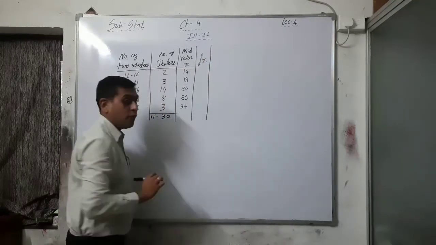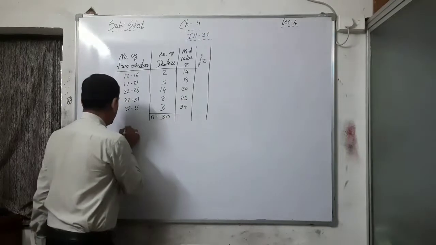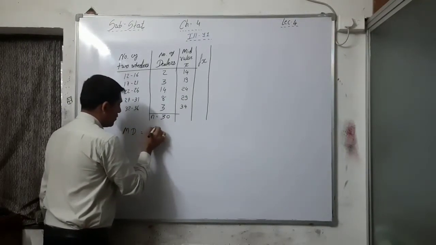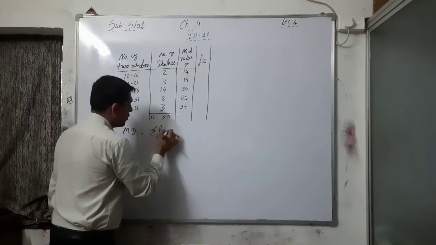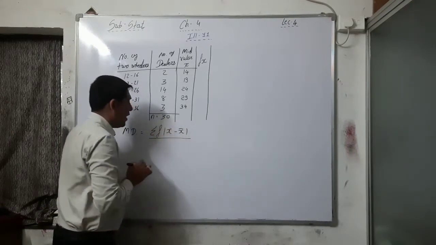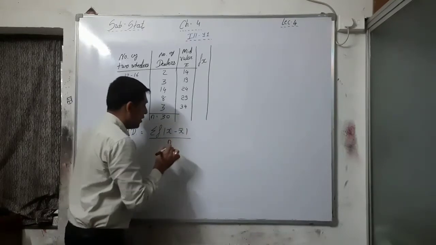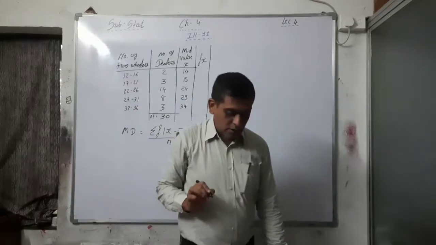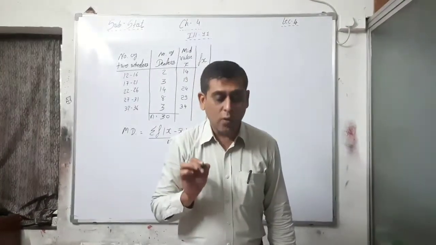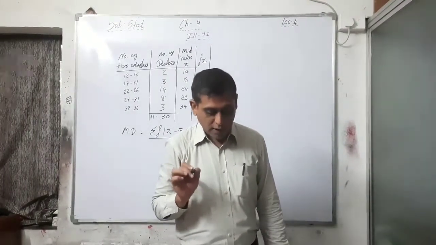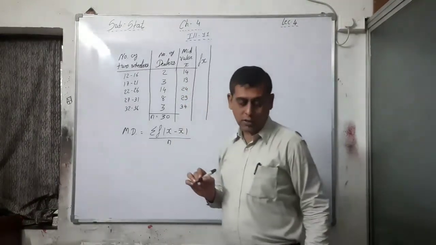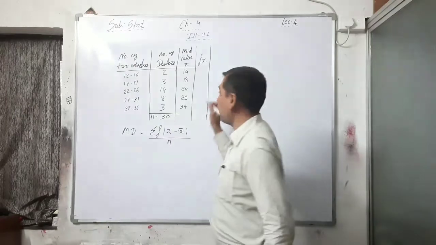What is the formula for mean deviation? Sigma f modulus x minus x bar upon n. This is the formula, right? But for that we want x bar. What is your x bar? First, for that we have to find fx, that is the multiplication of these two. What is the multiplication of these two?